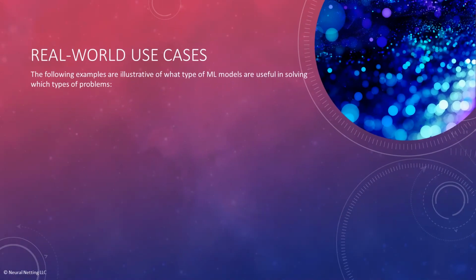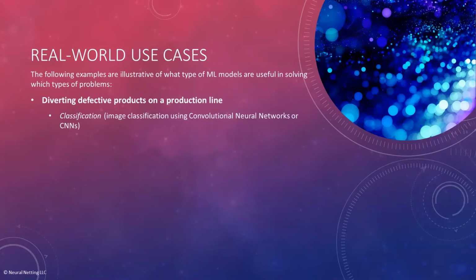Okay, let's put our map to use on some real world use cases. The following examples illustrate what types of models are useful in solving which types of problems. So keep the map in mind and feel free to guess as we go through these. Okay, so the first example, diverting defective products on a production line. This would be classification. Image classification using convolutional neural networks or CNNs.